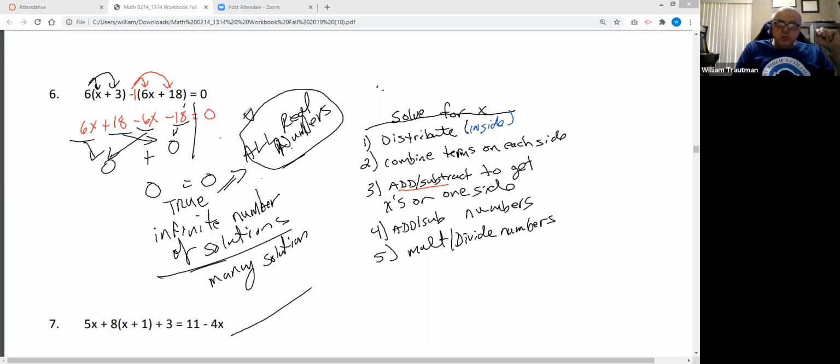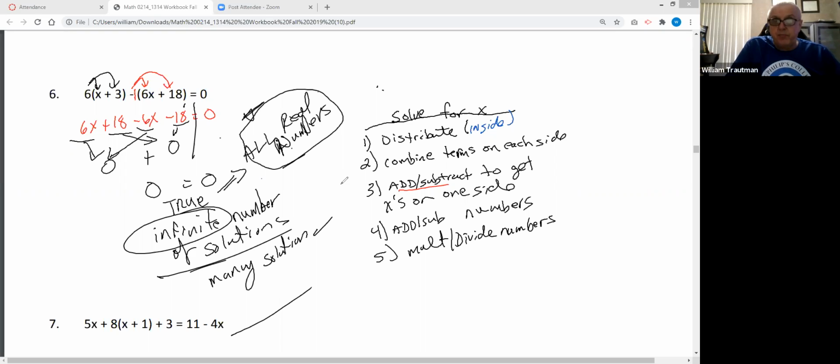So this is what the book wants you to do. I mean, some books make you type in the infinite, and then there's some books that just say many solutions. There's so many different versions of this.